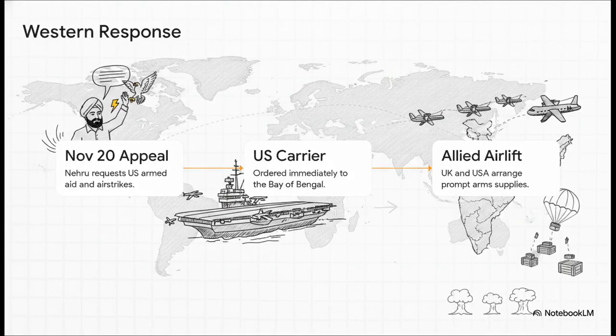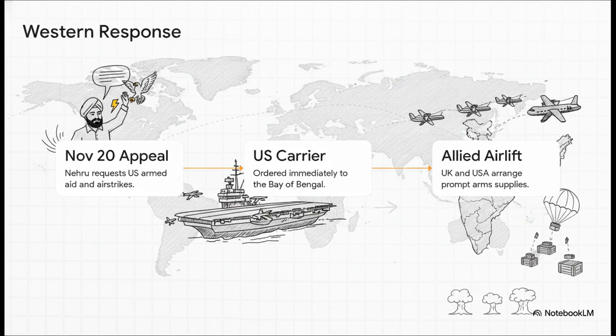So the really crucial point here is how rapidly the West escalated their involvement. On November 20th, seeing the disintegration of his own armies, India's Prime Minister Nehru makes a desperate appeal to the US for armed aid. He specifically asks for airstrikes if the Chinese advanced further and air cover against potential Chinese bomber raids on Indian towns. And the response? It was massive. The U.S. Navy immediately ordered an aircraft carrier to the Bay of Bengal. Within a single day, the UK and USA arranged an immediate airlift, flooding Kolkata with arms, transport planes, and munitions. And, importantly, they demanded zero changes to India's non-alignment policy in return.